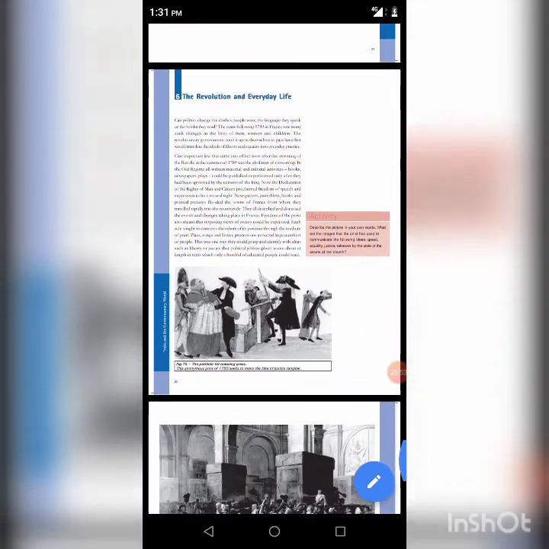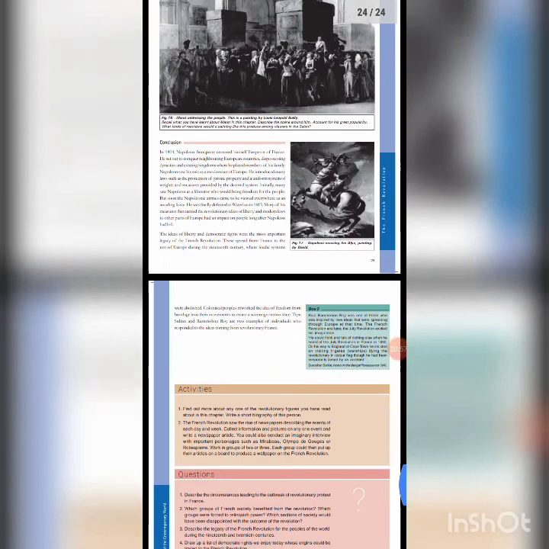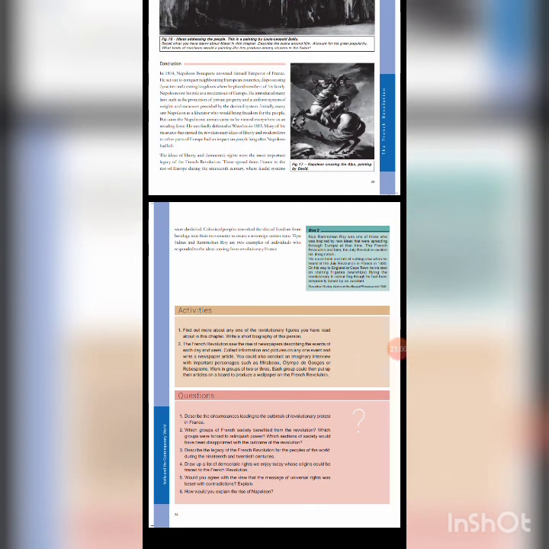Now, the conclusion of this chapter. Napoleon Bonaparte crowned himself emperor of France in 1804 and introduced many laws such as the protection of private property and a uniform system of weights and measures provided by the decimal system. Napoleon was defeated at Waterloo in 1815. The ideas of liberty and democratic rights were the most important legacy of the French Revolution. Colonized peoples reworked the idea of freedom to create a sovereign nation state.